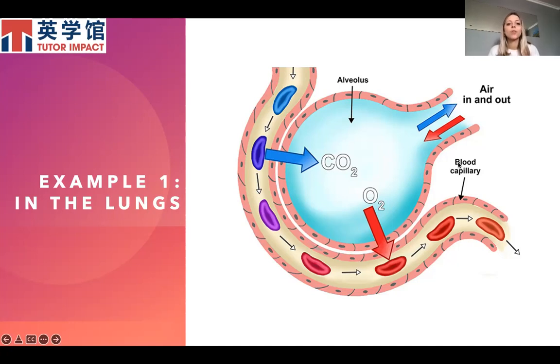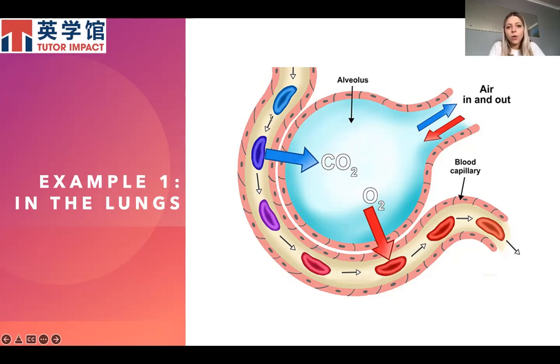So oxygen moves through the membranes of the structures called alveoli. So it moves through this cell membrane, this wall here, and then it moves into the red blood cells, which are in this blood capillary. So the oxygen moves from the alveolus here, and it moves through the cell membranes into the blood capillary and into that red blood cell. And it can then be carried to cells across the body for respiration.